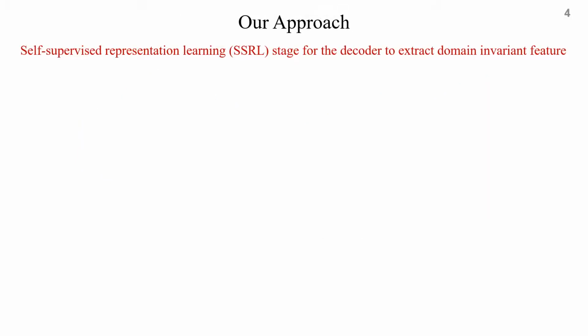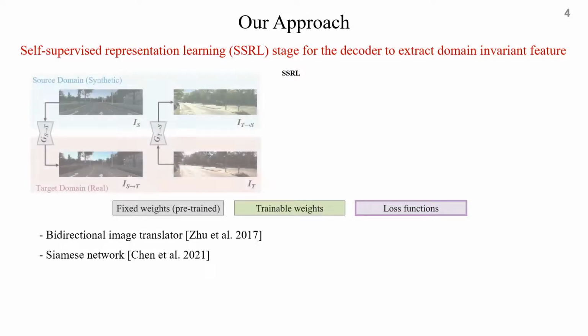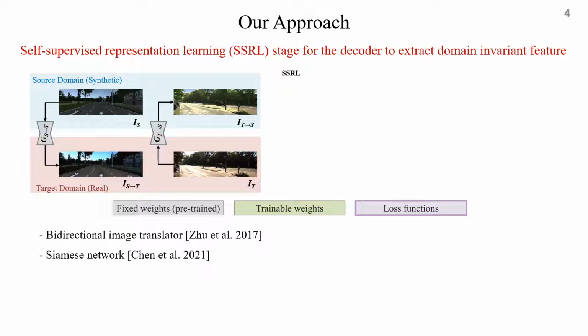In this work, we introduced a novel self-supervised representation learning stage as a pre-training method of the decoder. In our SSRL stage, we used bidirectional image translator CycleGAN and Siamese network so that the decoder can extract domain invariant features. First of all, we use CycleGAN to translate images between synthetic and real-world domains.